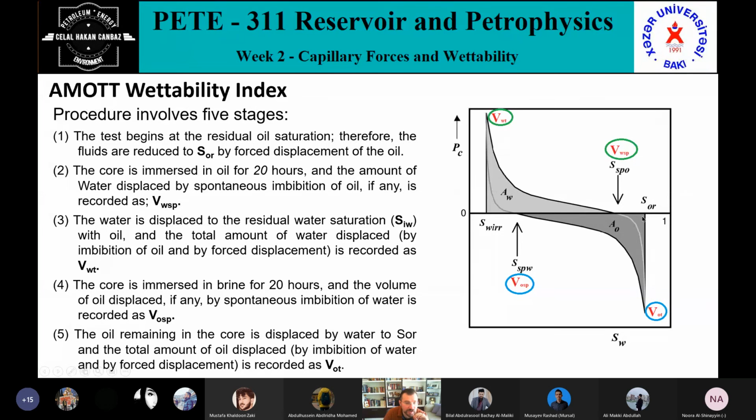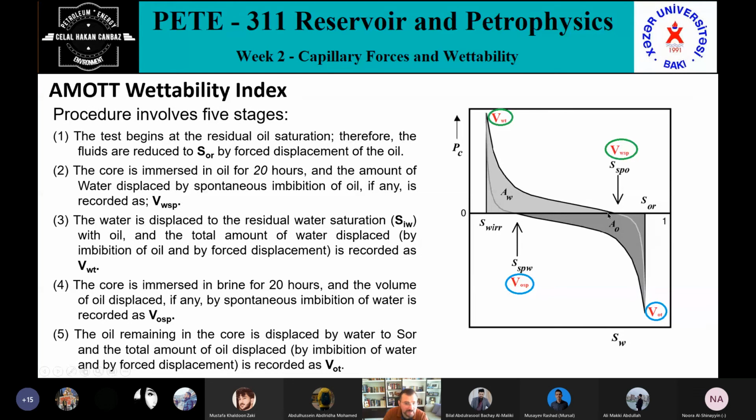So I am at the SOR value somewhere here, and I leave it for 20 hours. This white curve happens. This white curve is the spontaneous immersion part. Naturally, you leave it under atmospheric conditions or vacuum conditions. Mostly I use vacuum conditions, -1 atmosphere, and you leave it for spontaneous immersion here, and you record your value of VWSP.